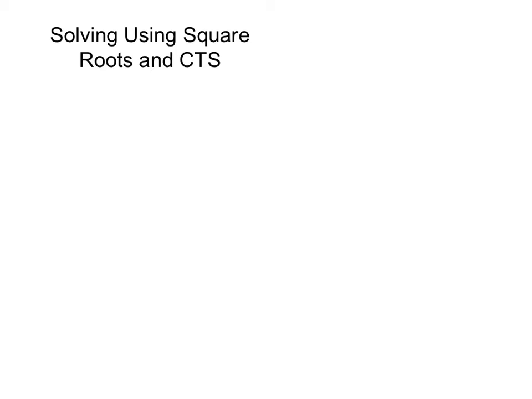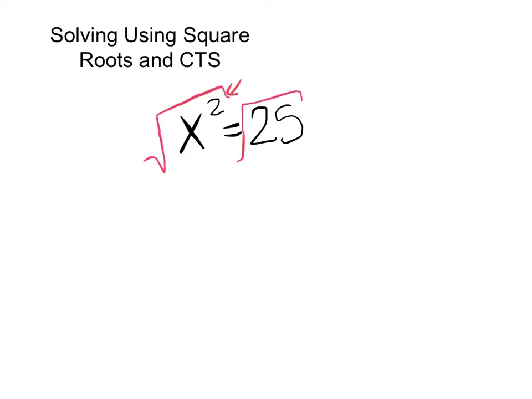So solving using square roots, we need to start out with a quick, easy example. Let's look at x squared equals 25. If I were to ask you to solve this equation for x, you could actually do it using your do and undo method. What's being done to x? Well, it got squared, so we need to undo squaring, and undoing is taking the square root of both sides.